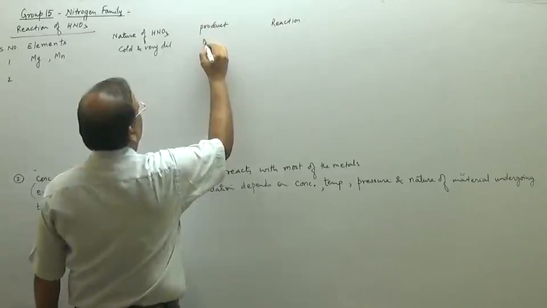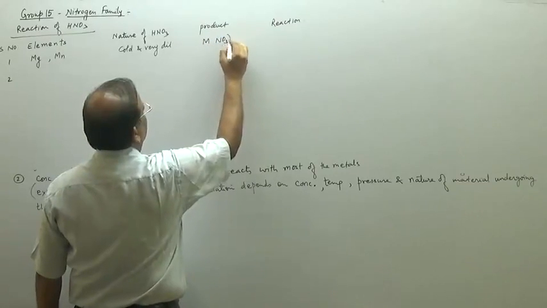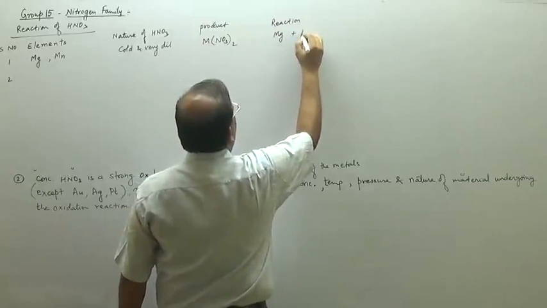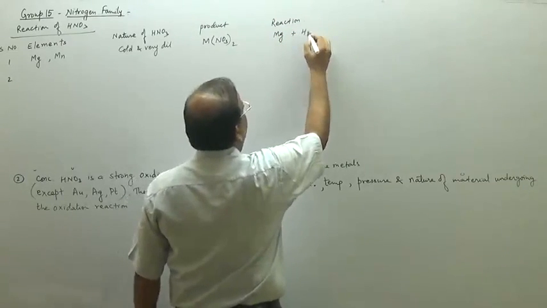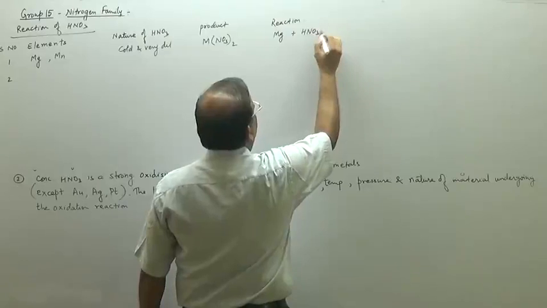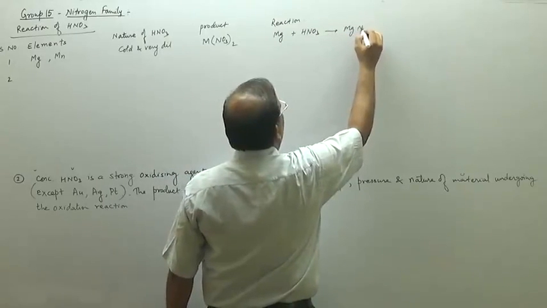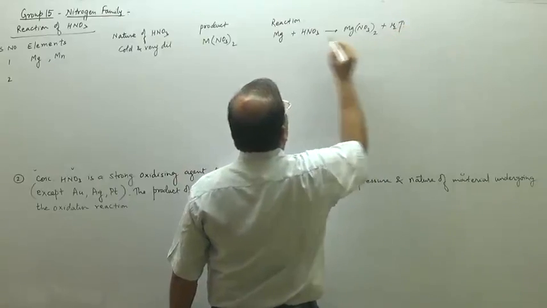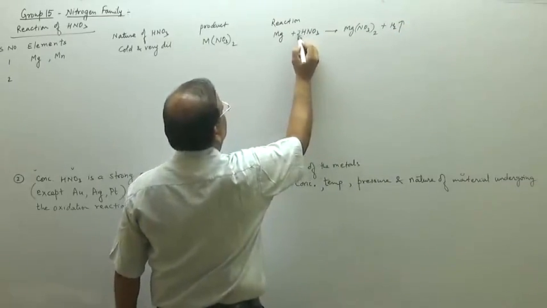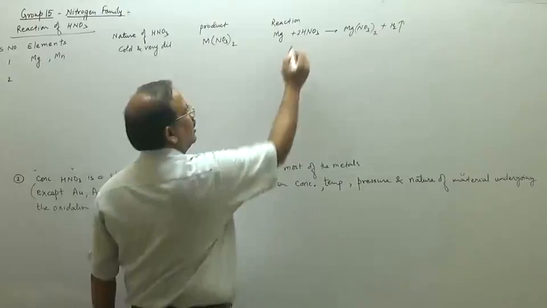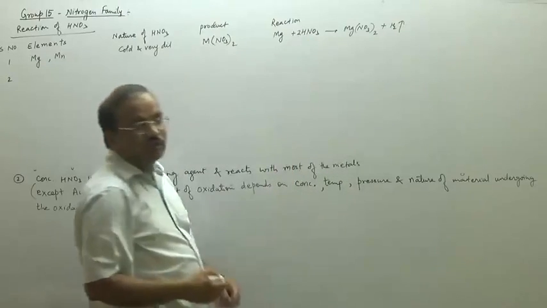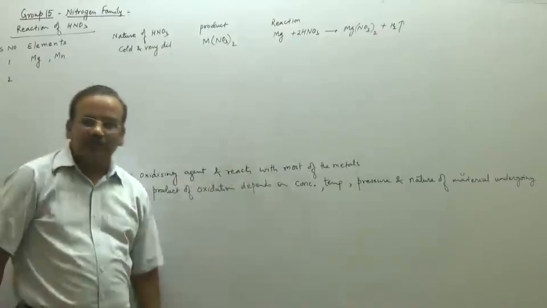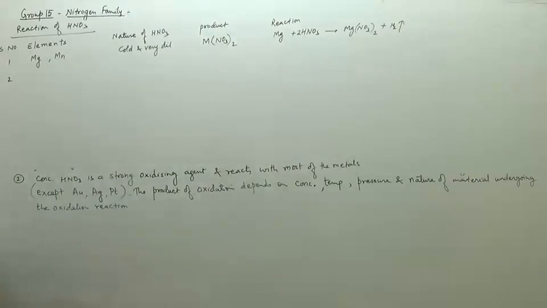So in this case I'll get the metal nitrate, as in the reaction. What I've written is that magnesium reacts with HNO3 and gets converted to Mg(NO3)2 plus hydrogen gas is liberated. So they form the metal nitrate and hydrogen gas is liberated. We know that a strong electropositive metal will react with acid to give hydrogen gas in the reaction.